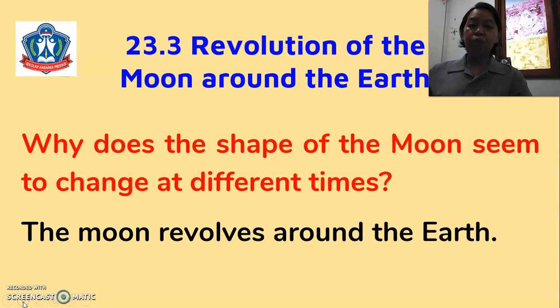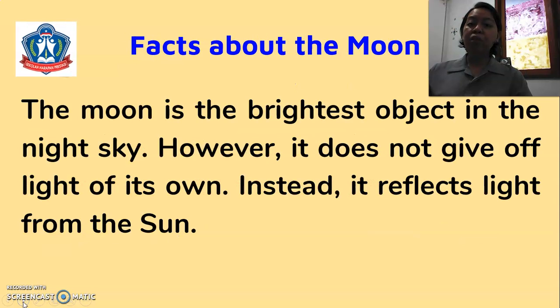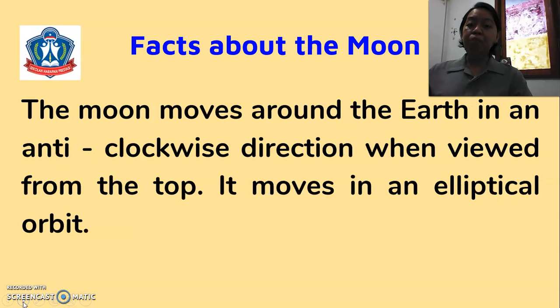Why does the shape of the Moon seem to change at different times? It's because the Moon revolves around the Earth. The Moon is the brightest object in the night sky. However, it does not give off light of its own. Instead, it reflects light from the Sun. The Moon moves around the Earth in an anti-clockwise direction when viewed from the top. It moves in an elliptical orbit.